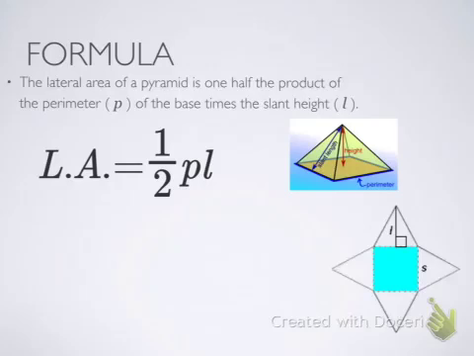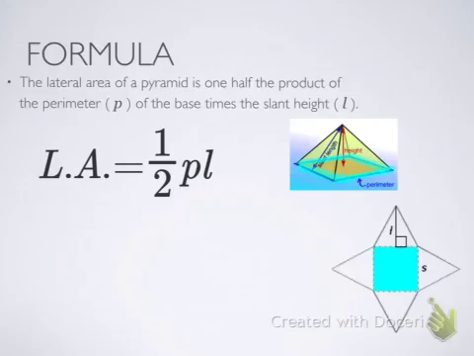1/2 our perimeter times our slant height. So perimeter being the perimeter of the base of your pyramid. So over here in this little image, my base goes around the bottom, my perimeter. So how far is it to go all the way around this pyramid?